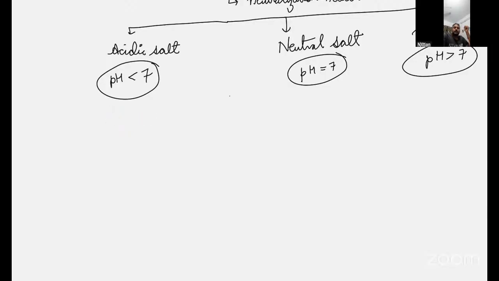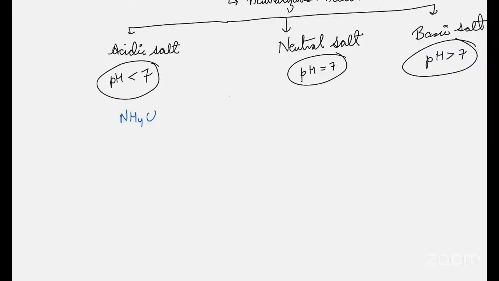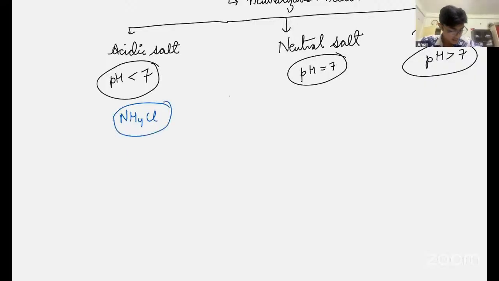Sir, you made us write that ammonium chloride, NH4Cl, is an acidic salt. Correct. Yes, yes. Sorry, sorry. My bad. Sir, magnesium chloride. Magnesium chloride is neutral. How, sir? Magnesium comes under weak base. How weak? Magnesium hydroxide is a strong base.